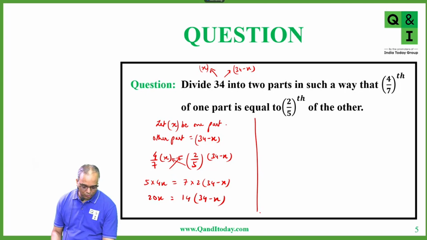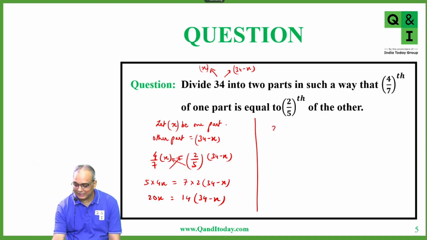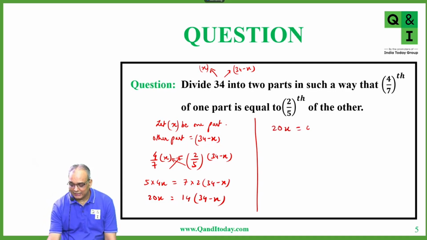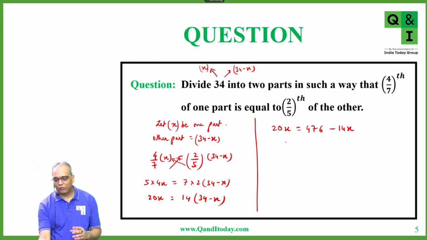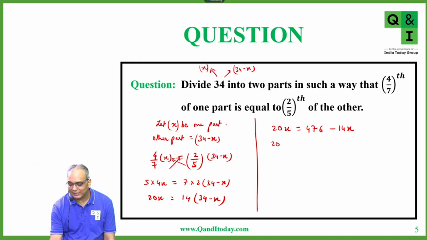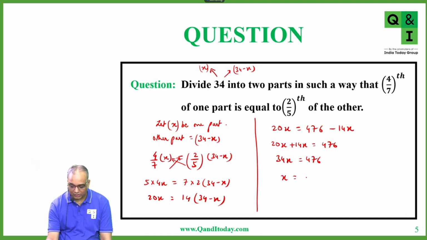Now what we are going to do, students, is multiply 14 and 34. If you multiply 14 and 34, you will get 476. So this is 20x is equal to 476 minus 14x, right? Now minus 14x can be brought to the left side because this is how we transpose, bring all the variables on one side. So 20x plus 14x is 476. 34x is 476. So x is equal to 476 over 34.